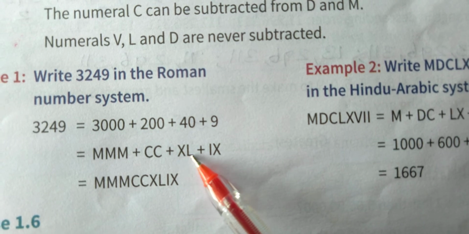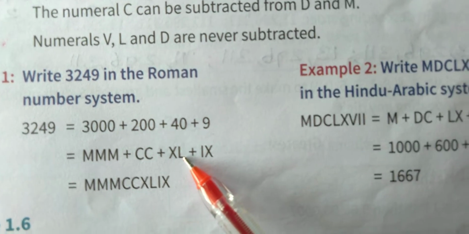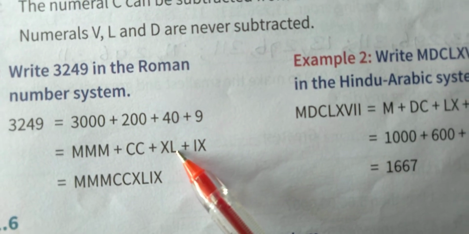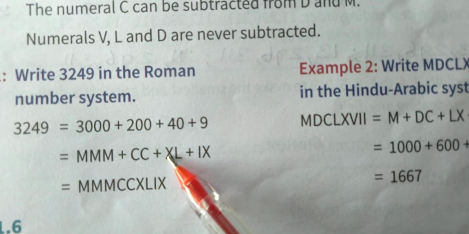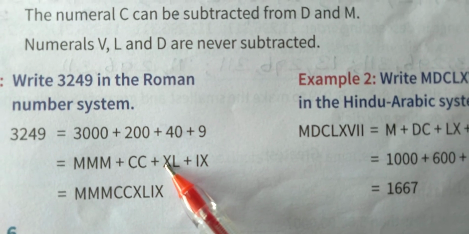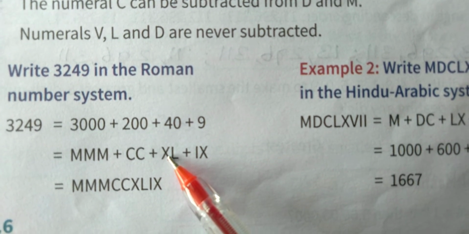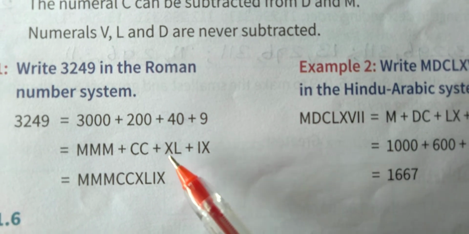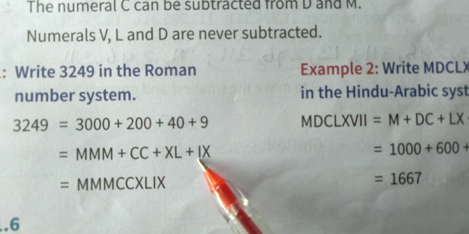X means 10. L is 50. See, L is a greater numeral and X is a smaller numeral. A smaller numeral written to the left of the greater numeral is always subtracted. So we have to subtract this X from L. That is 50 minus 10, 40.